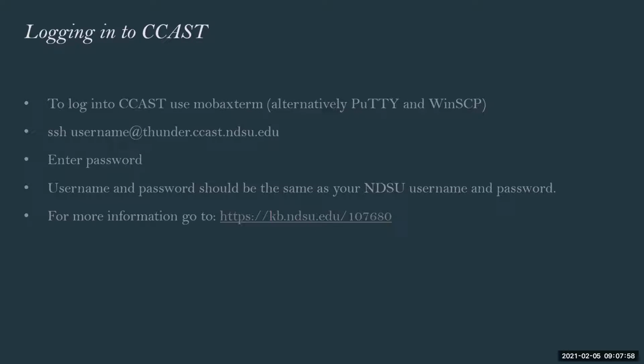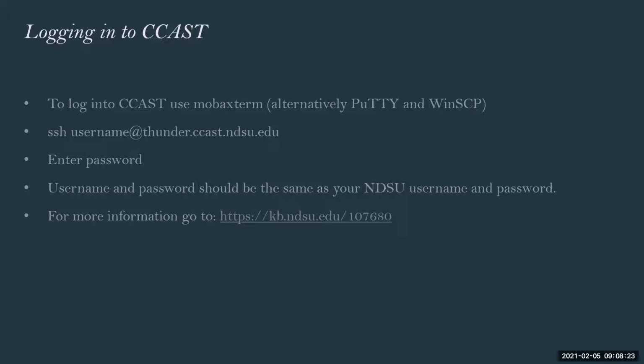So then once you have an account, in order to log into CCAST, you'll use a program such as MobaXterm, like we've been using in class, or alternatively, CCAST itself recommends the programs PuTTY and WinSCP, which do the same thing as MobaXterm, just in a little different kind of format. So whichever pleases your eye more, you can use.